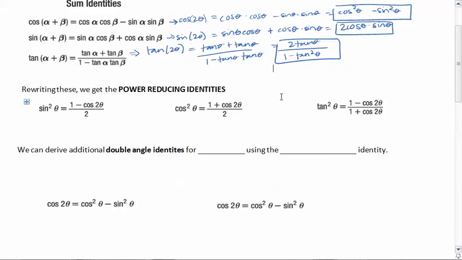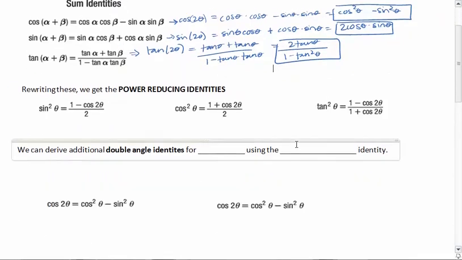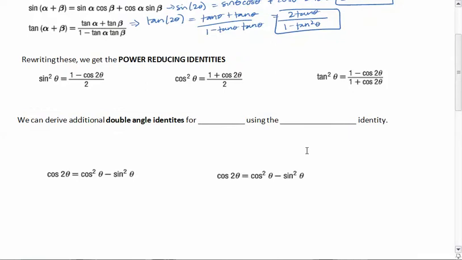We can rewrite these and we get something called power reducing identities. What you're doing is you're just solving for the sine squared, the cosine squared, or the tangent squared in these equations in order to rewrite them. We can derive additional double angle identities for cosine if we use the Pythagorean identity.